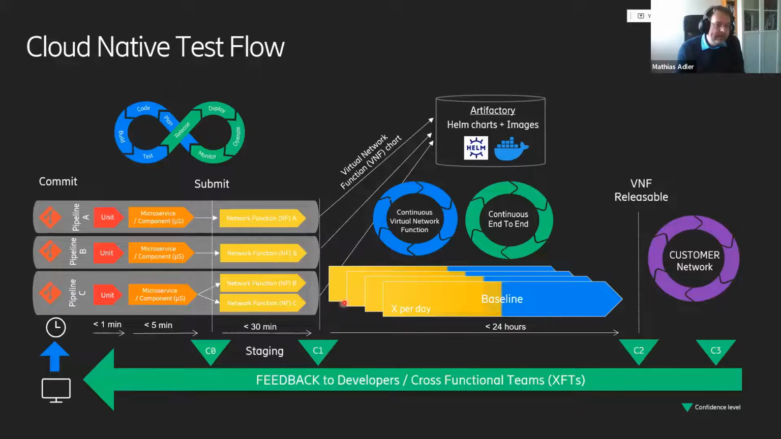And then we do this non-functional verification, this system testing then. And then in the end, when all the tests are done and passed, we are able to release. Then we are at C2, and then we're at the customer site testing before reaching level C3.